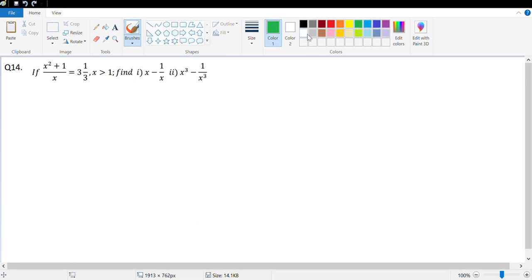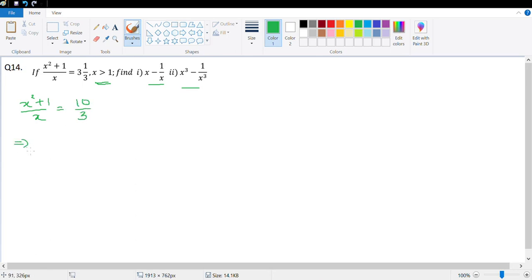Next one, question number 14. In fact, that's the last but one. We'll have only one more question after this. So this is x square plus 1 upon x is equal to 3 1 by 3. X is more than 1. Find the value of x minus 1 upon x and x cube minus 1 upon x cube. Let's cross multiply. That's the only way we'll be able to get an equation which we can work on. So this gives me x square plus 1 upon x is equal to 10 upon 3.